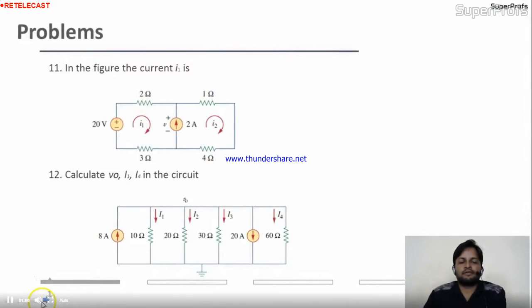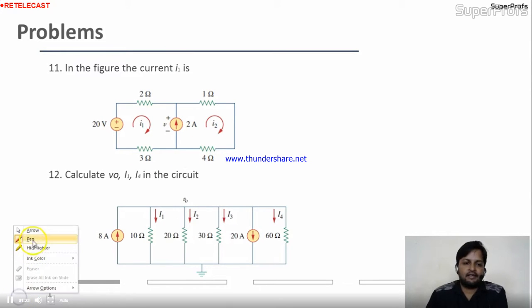So here we go. Here we are starting with this problem. In the figure, the current I1 is... Where is the I1? Here is the I1. He is asking for the I1, not I2. Okay. So it's very simple, right?